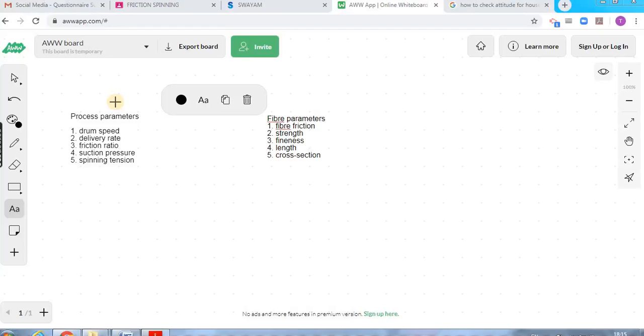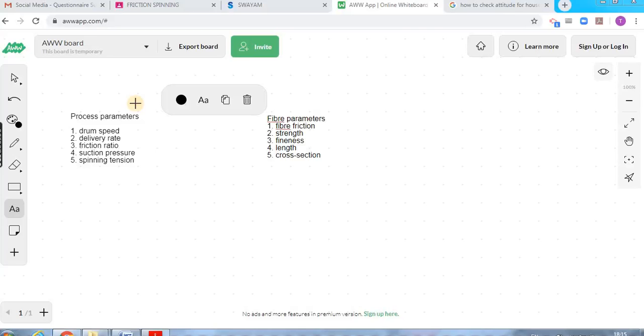Third point is friction ratio. It is a new terminology in friction spinning. Friction ratio is given by the surface speed of drum divided by the surface speed of delivery rollers, or otherwise, surface speed of drum divided by withdrawal rate. This ratio is called friction ratio. Normally it ranges from 1 to 7 or 8 depending upon the capacity of the machine, which means that if friction ratio increases, either I am increasing the drum speed or I am reducing the delivery rate. All this will cause an increase in the friction ratio.